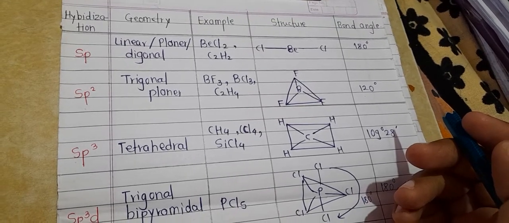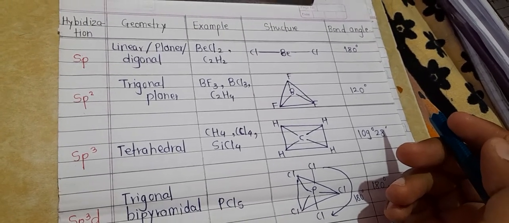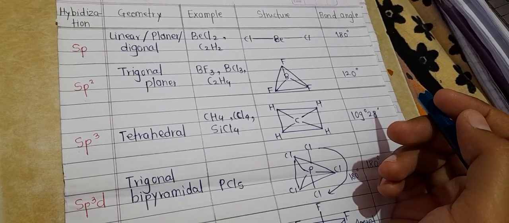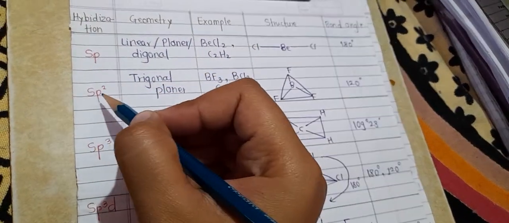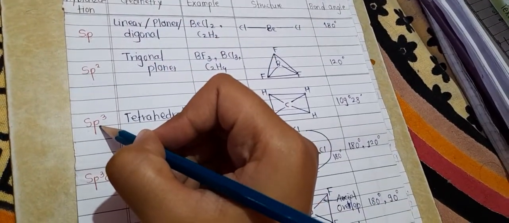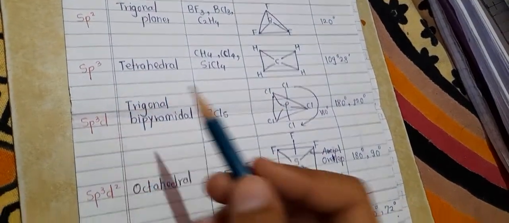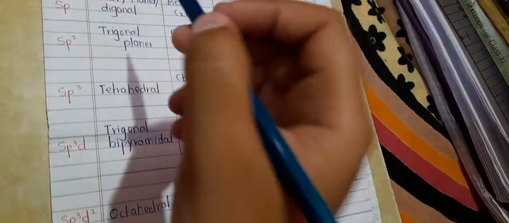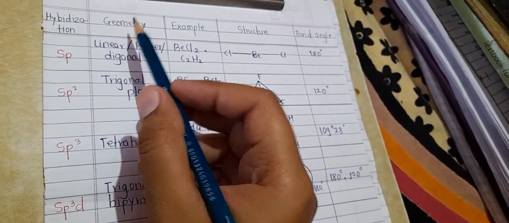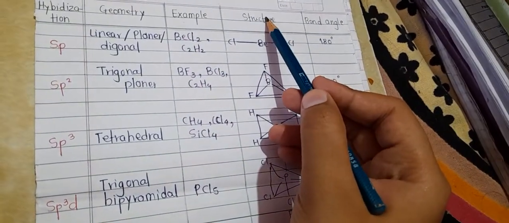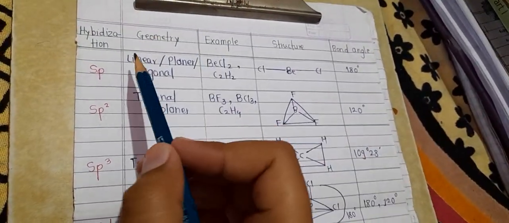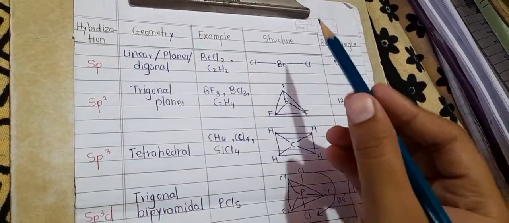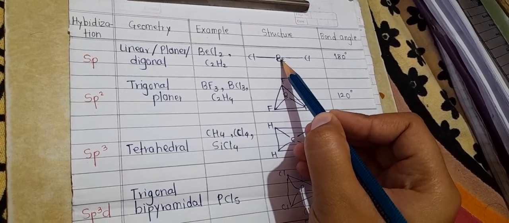Hello friends, in this video we will see types of hybridization. There are 6 types of hybridization: sp, sp2, sp3, sp3d, sp3d2 and sp3d3. We also see their geometry, example, structure and bond angle. But before that, you must know this hybridization occurs in the central metal atom of any compound.